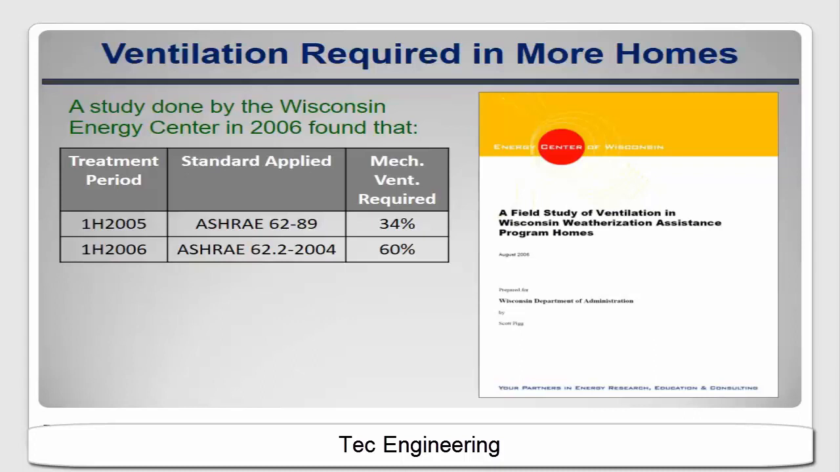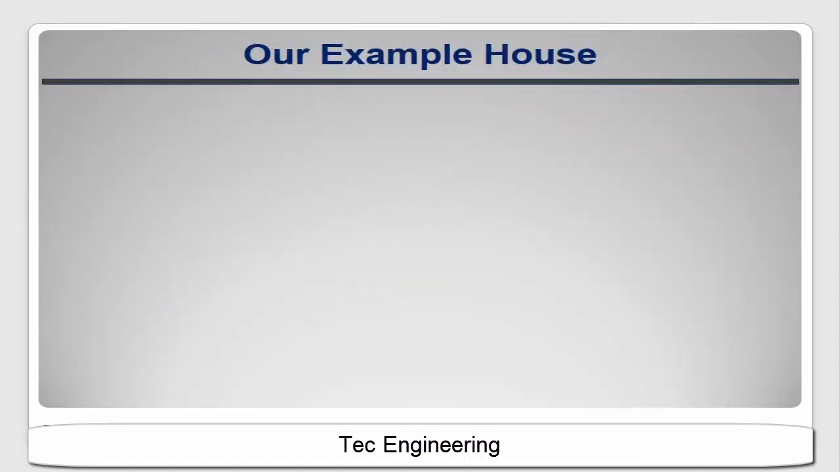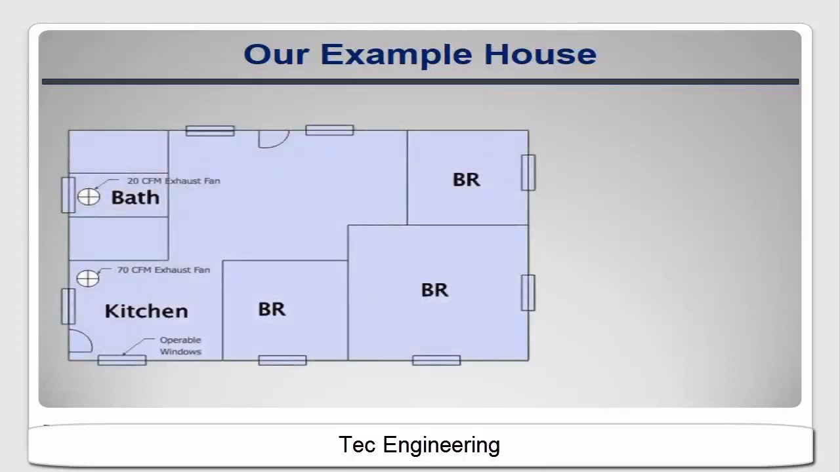The average cost of an installed system, including the fan, controls, ducting, and installation labor, was $646. That's a big cost addition to a substantial number of jobs. And remember, this is for ASHRAE 62.2 2004. The 2013 version is significantly more restrictive than the 2004 version. To show you the differences in the results, we'll run the calculations on our sample existing home using the formulas in ASHRAE 62.2 2013, 62.2 2007, and 62.89.